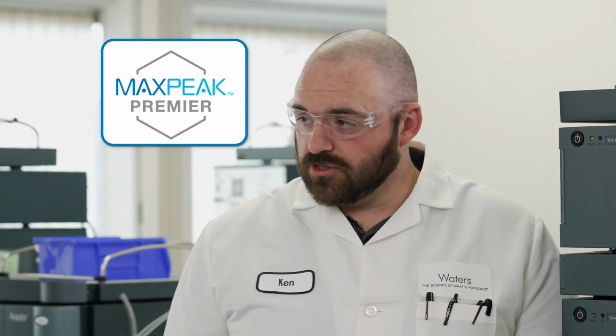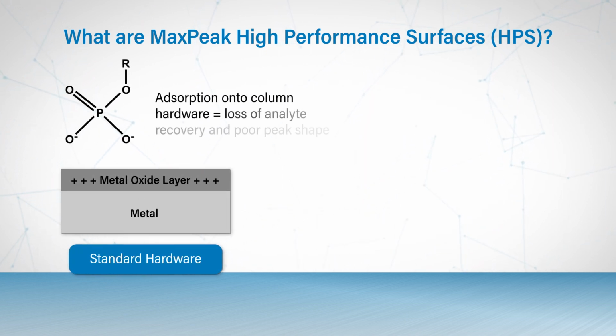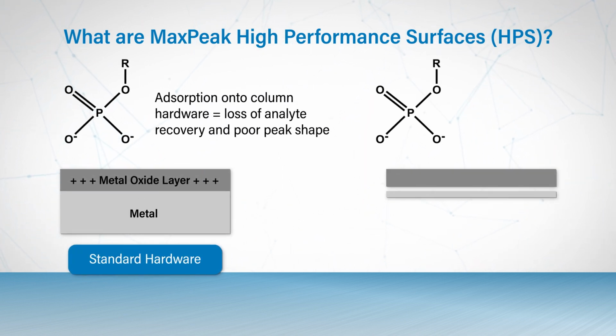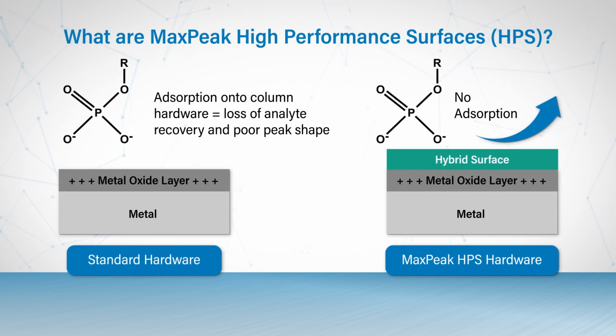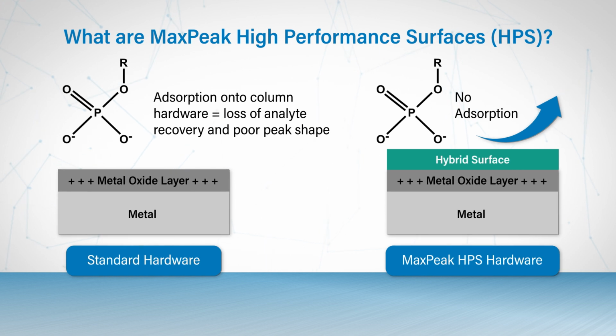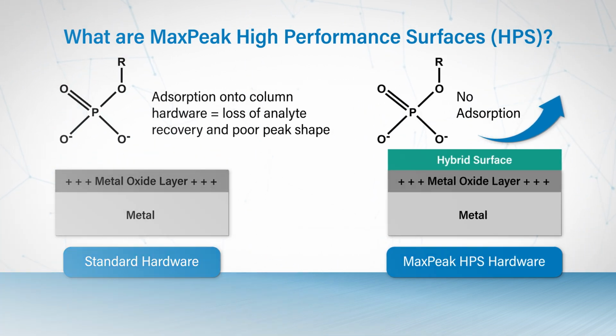Yeah, so we have what's called MaxPeak Premier HPS technology, which is a relatively new technology that Waters came up with. It's applied to both our LC columns as well as some of our LC systems. And what we do is we take the hardware and we add a hydrophobic layer on top of it. Now, what this does is it mitigates those ionic interactions between the analyte and the metal of the hardware. And it makes a really reproducible and reliable column as well as the systems. Oh, that's great. I would envision getting expected chromatographic performance right out of the box.